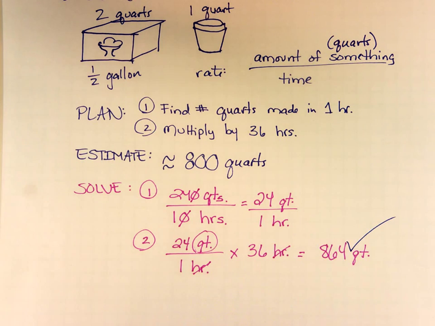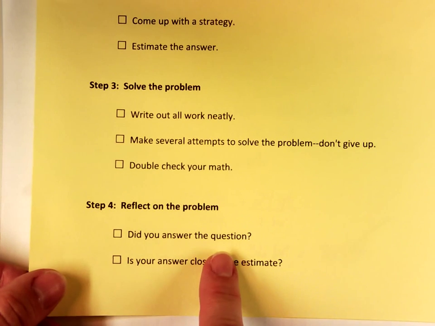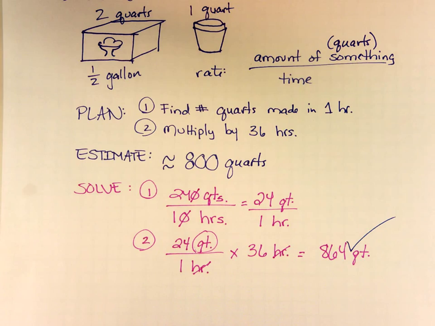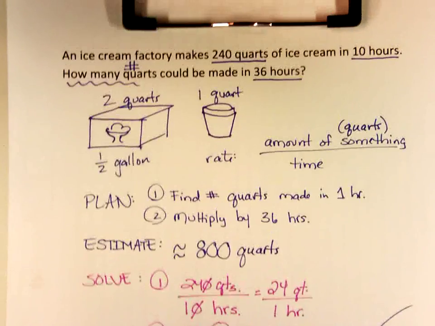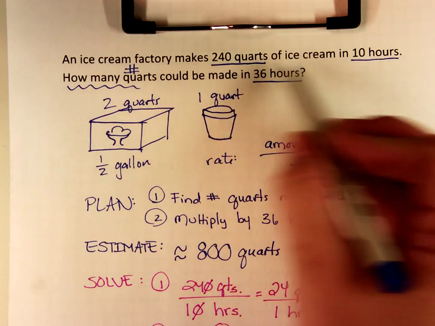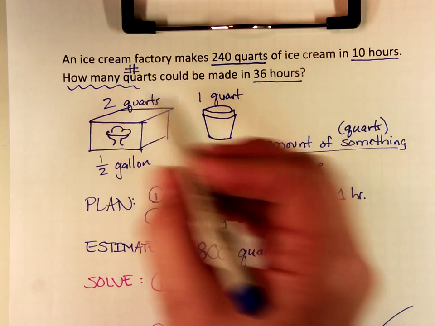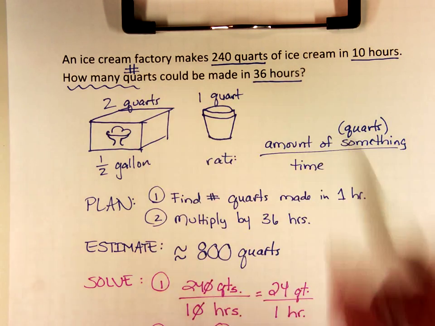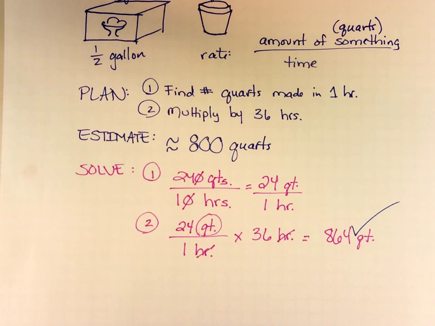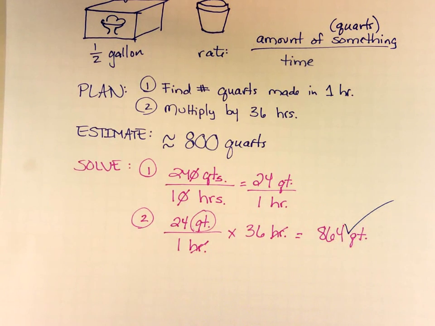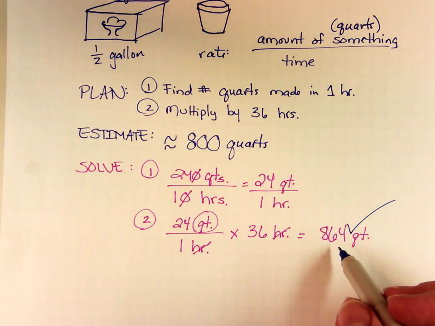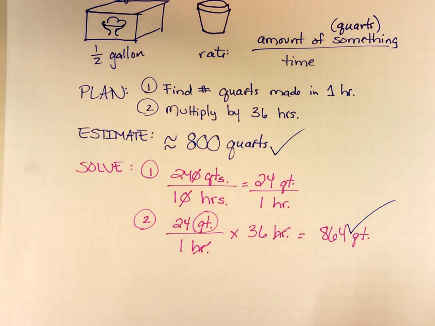Good. Step number 4, reflect on the problem. Did you answer the question, and is your answer close to the estimate? The question asked us, knowing how much ice cream is made in 10 hours, can you figure out how many quarts could be made in 36 hours? And I believe we did that. In fact, if you look back at our estimate, we said about 800 quarts, and we got 864 quarts. I think those are very close. Great job.